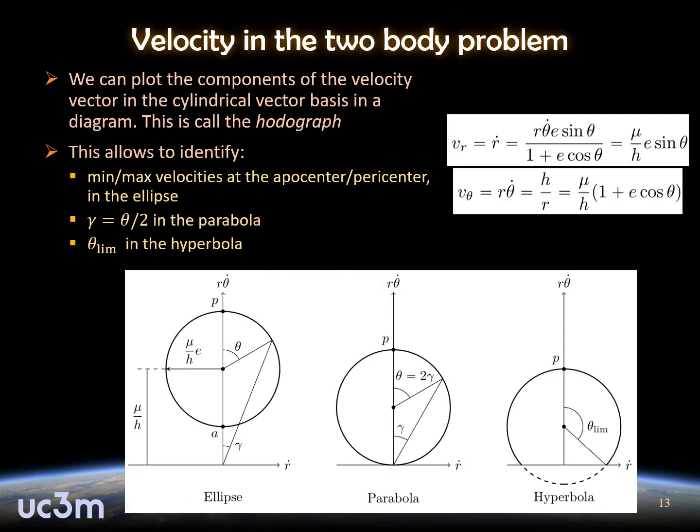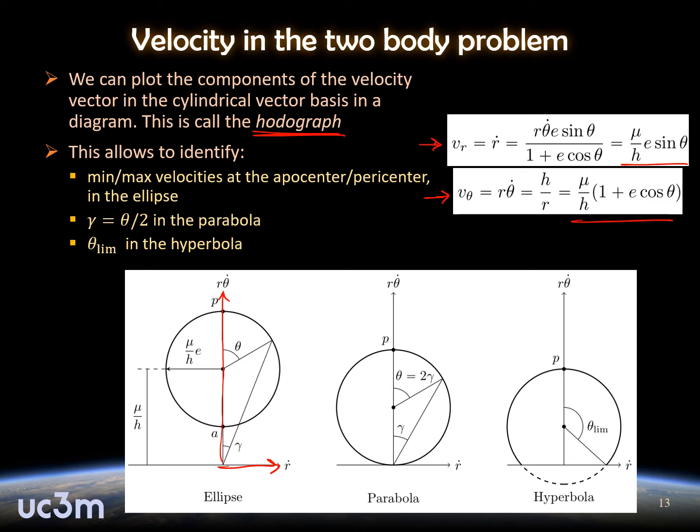Now that we have the velocity components in cylindrical coordinates, as we have seen before, we can do something interesting. We can try to create a diagram of velocity space. This is called the hodograph. Basically, we are going to plot the radial rate versus the azimuthal velocity, as you can see over here. And since everything is parameterized as a function of theta, we can vary the value of theta and see what type of figure we get in this velocity diagram.